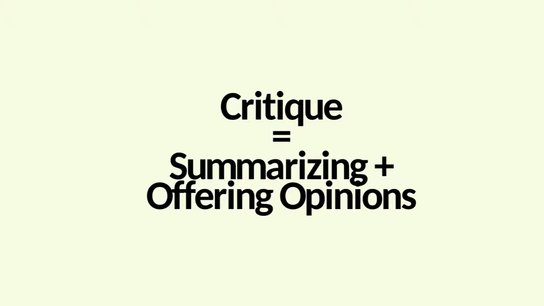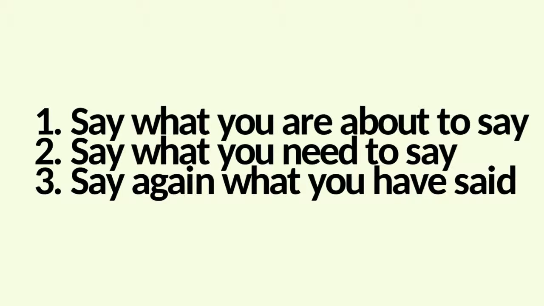Before we go deeper into the assignment, I'd like to remind you of one thing that you always need to be aware of as academic writers. It's the awareness that there needs to be three parts in any effective act of communication, in our case, in any effective writing. First, begin by saying what you are about to say. Second, continue with saying what you need to say. And third, conclude with saying what you have said.